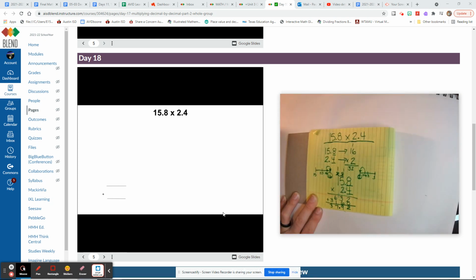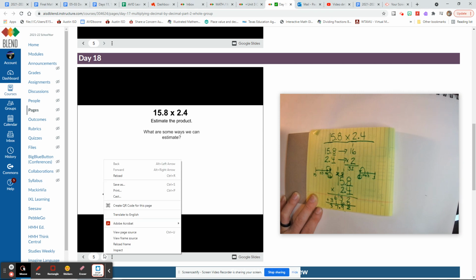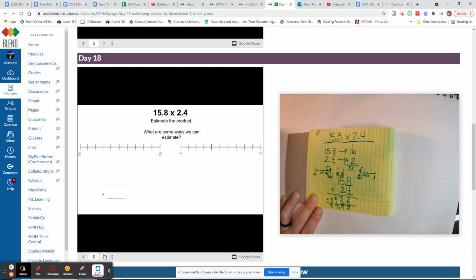So it looks like my answer is 37 and 92 hundredths. Not that far off from 32. Let's go ahead and see if they got the same thing that we did. On their number lines, they decided 15 and 8/10 was closer to 16, and 2 and 4/10 was closer to 2. So they did 16 times 2 and got 32. And then when they did the actual math, they did 15 and 8/10 times 2 and 4/10, and indeed got the same product as we did, 37 and 92 hundredths.